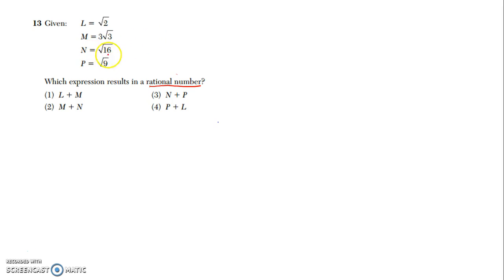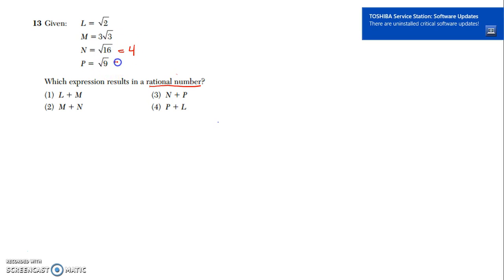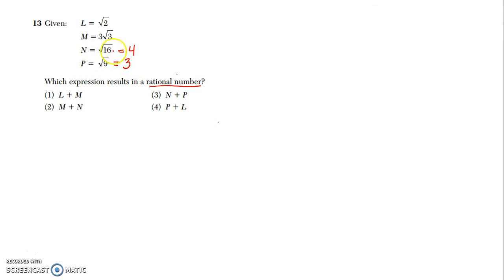But square root of 16, what's the square root of 16? The square root of 16 is 4. Square root of 9, what's the square root of 9? What times itself equals 9? Oh, that's 3. So N and P are the ones that are going to help you to get to rational numbers. So let's go ahead and take a look.